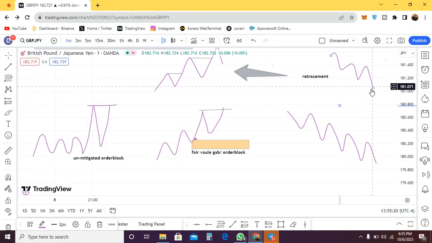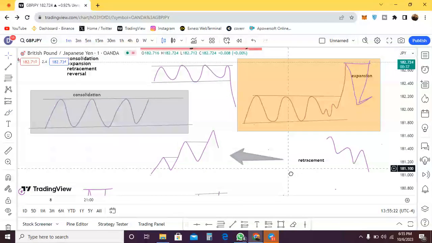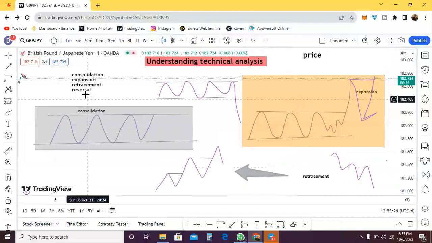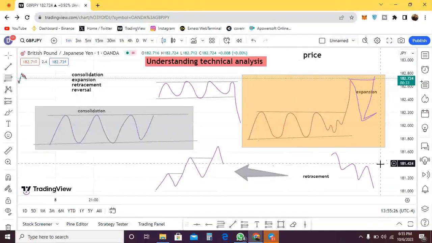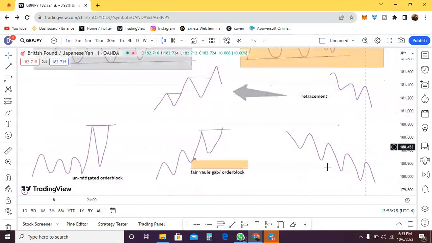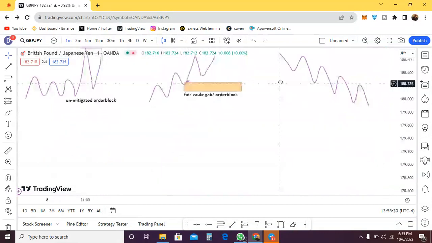So what's the next thing which we have? Let me check the list. So we'll take it one after the other. Now we have a reversal. Before we talk about reversal, let me explain what a reversal is.